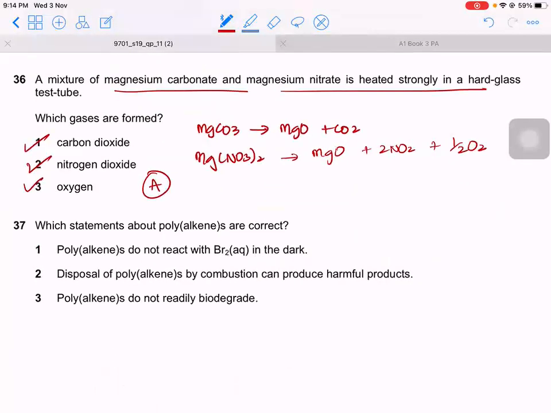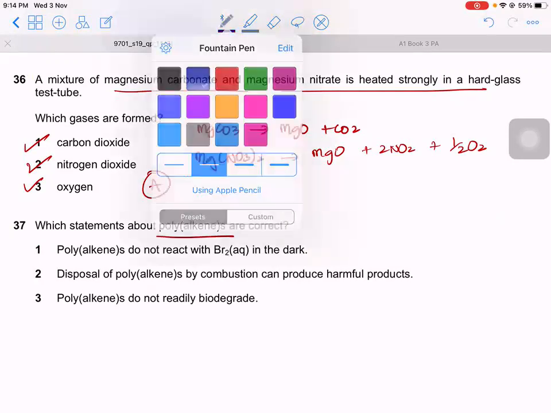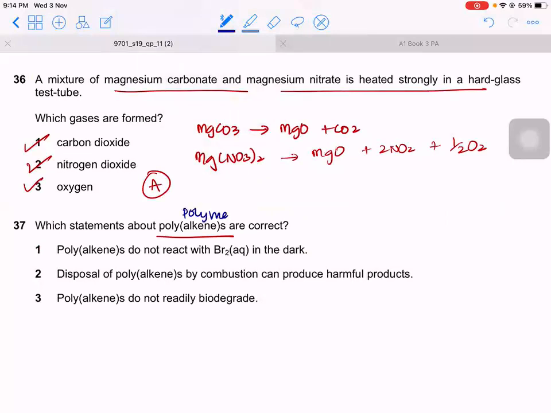Moving on to question number 37. Which statement of polyalkenes is correct? So polyalkenes are basically polymers. So let's see which statement is correct. Polymers are saturated compounds. Double bond becomes single bond. They do not react with bromine in dark. That is true because they do not have a carbon-carbon double bond anymore.